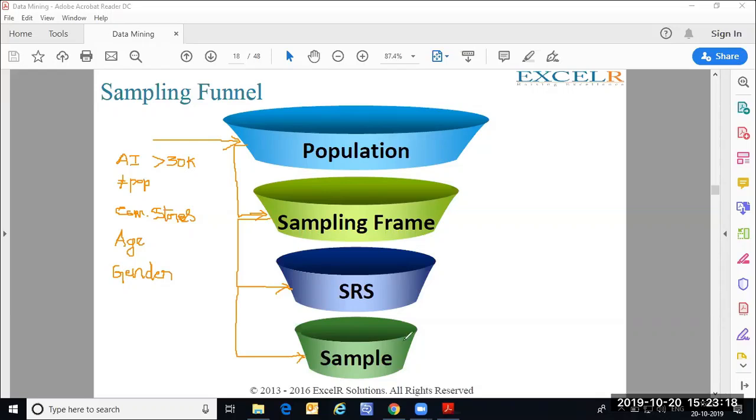Why do we need to extract the sample in the first place? Why can't we perform our analysis on the population itself? It's a very costly affair, right? Reaching out to all this population and understanding the details about the parameters that you think might influence the decision that you're taking is the costliest effort. Though we do have the information available, can you really afford to perform your complete analysis on the population?